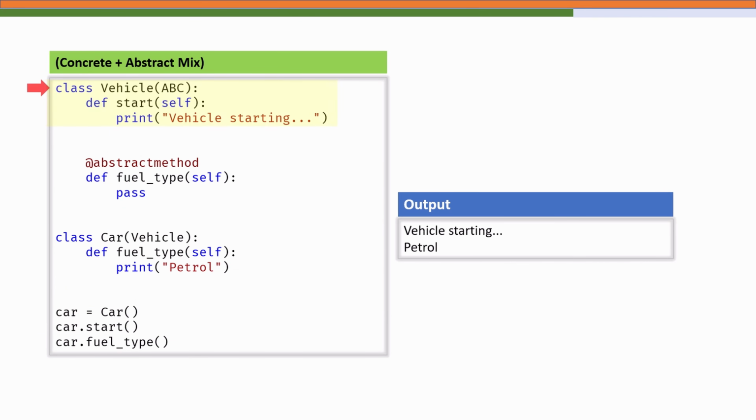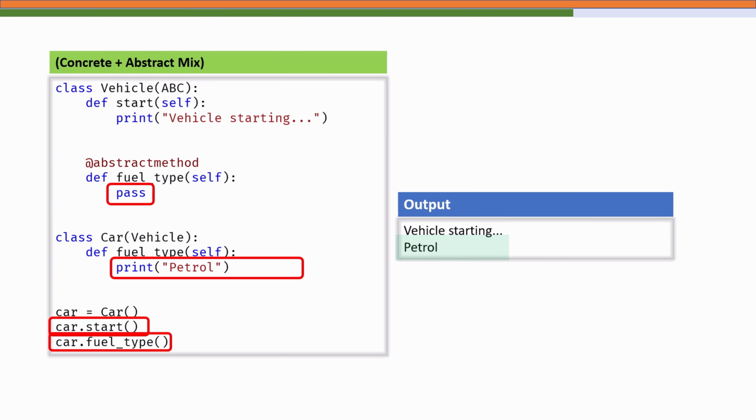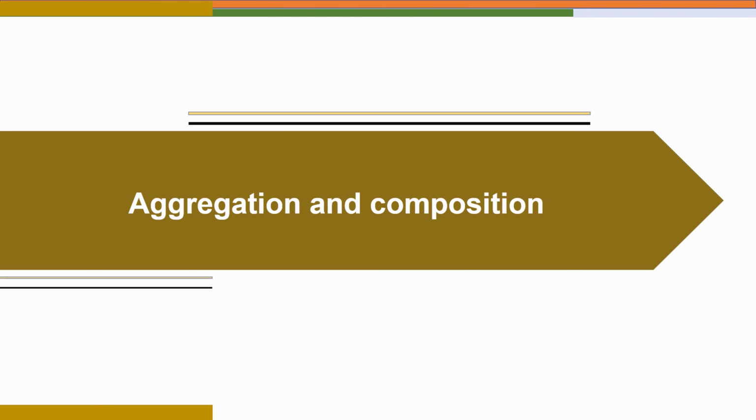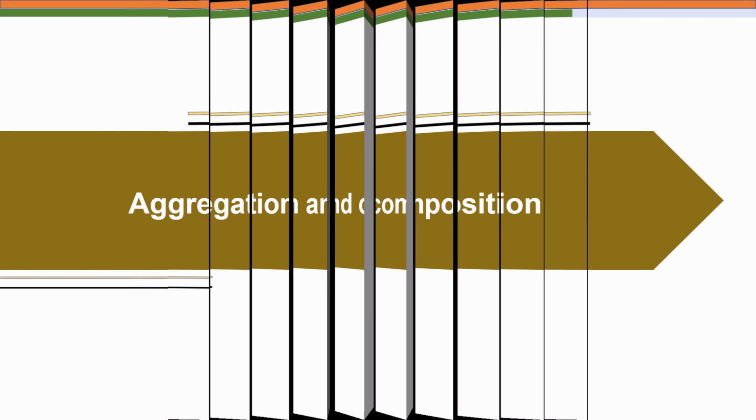Abstract classes can have both concrete and abstract methods. So Vehicle defines a concrete start method and an abstract fuel_type function. Car inherits and implements only the abstract part. This gives us flexibility, that is, shared behavior plus some custom rules. In Python, aggregation and composition concepts mean exactly the same as in C++. They describe a has-a relationship between objects.